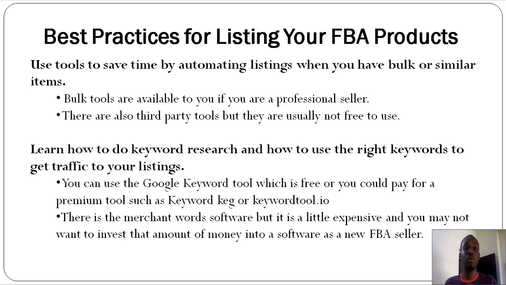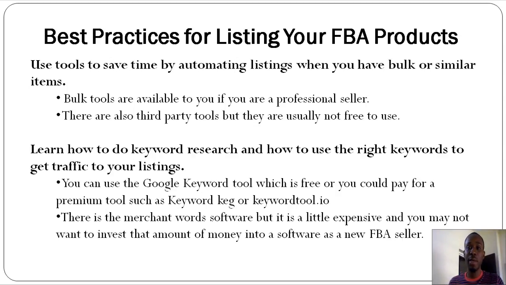You can use the Google keyword tool, which is free if you have a Google account, or you could pay for some more premium tools like Keyword Keg, which is really good, or you can use Keyword Tool IO, which has a native Amazon keyword segment in their software. Those are premium tools that you have to pay to use. Then you also have Merchant Words, which is a little bit expensive. I think it starts at like $30 a month, and it goes all the way up to a couple of thousand dollars per month, depending on your level and what you're trying to do.